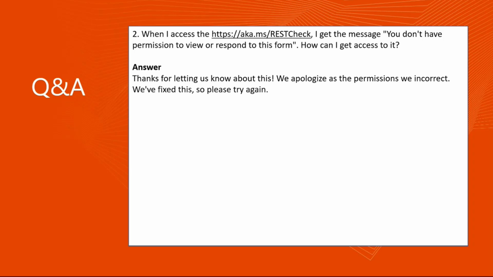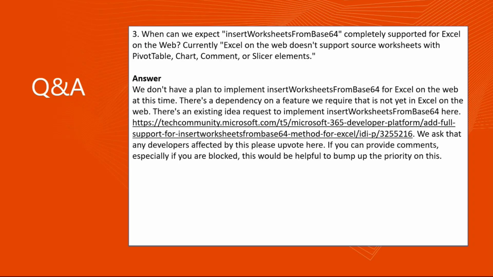So it's been fixed. And then question number 3, when can we expect insert worksheets from base64 to be completely supported for Excel on the web? Because currently Excel on the web doesn't support source worksheets with pivot table, chart, comment, or slicer elements. So unfortunately, right now, we don't have a plan to implement that functionality for Excel on the web. There's a dependency on a feature that we need in Excel on the web that isn't there right now. So that's blocking us from going and fully implementing that API.